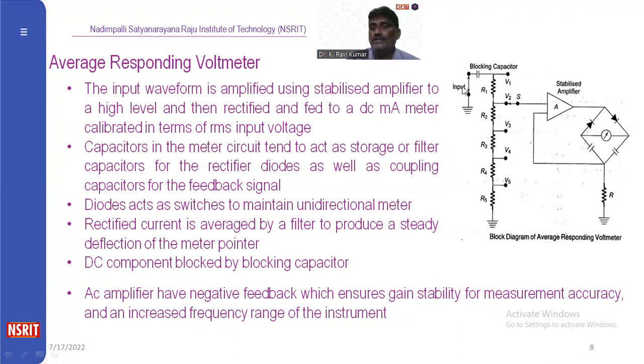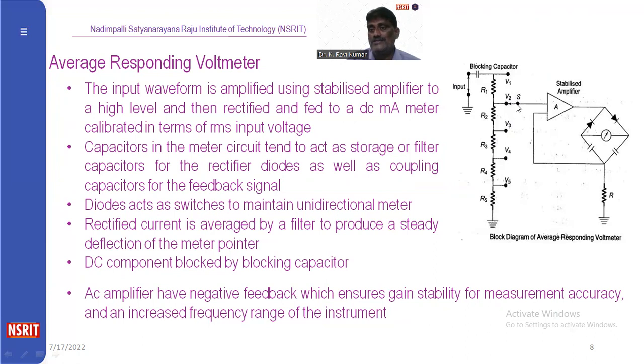Actually, here we are applying the input voltage. Here we have the different ranges. This is a switch which is connected for different ranges. V1 is one range, V2 is one range, V3 is one range, V4 is one range, V5 is one range. Input is connected to the blocking capacitor to block the DC signal.